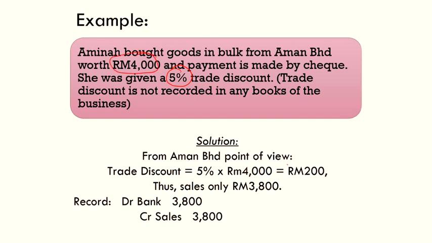So you know the trade discount, the customer will get 200 ringgit of discount. Thus sales only 3,800 je lah. So 3,800 sahaja yang customer akan bayar. Dan kita pun akan record hanyalah 3,800. Sebab tu kita akan debit bank 3,800 and credit sales 3,800.